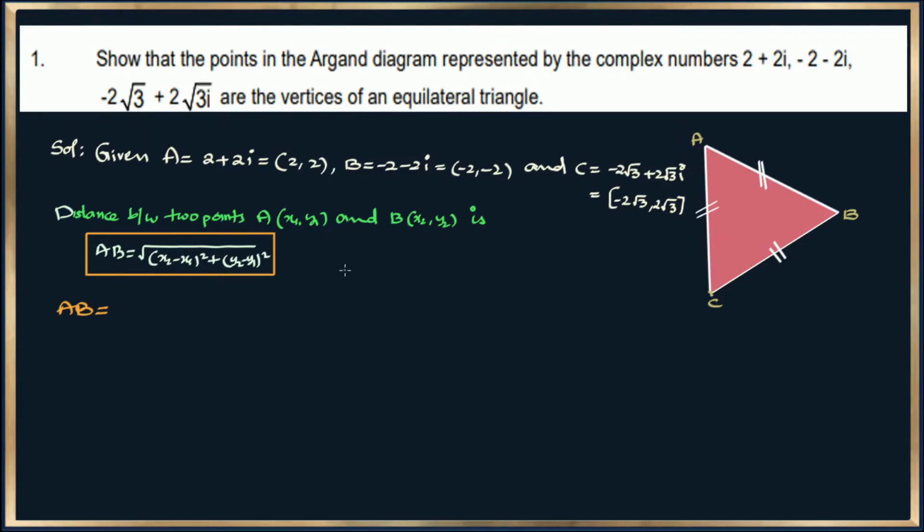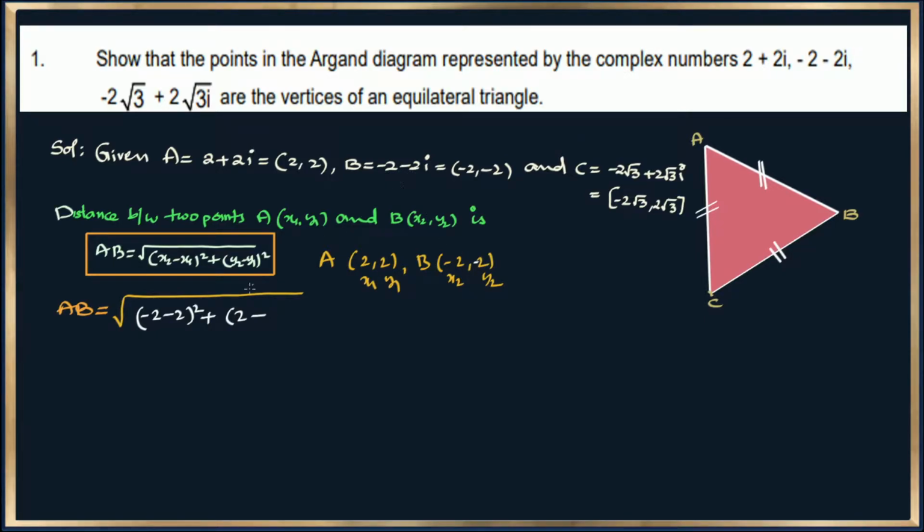To find AB, write down A. A is (2, 2), and B is (minus 2, minus 2). Consider x1, y1, x2, y2. The distance formula: root over (x2 minus x1) whole square, x2 means minus 2, minus x1 which is 2, so (minus 2 minus 2) whole square, plus (y2 minus y1), where y2 is minus 2 and y1 is 2.